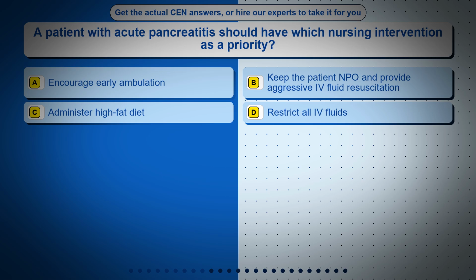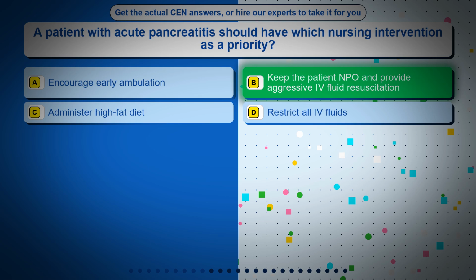Option A, encourage early ambulation. Option B, keep the patient NPO and provide aggressive fluid resuscitation. Option C, administer high-fat diet. Option D, restrict all fluids. The correct answer is option B, keep the patient NPO and provide aggressive fluid resuscitation.